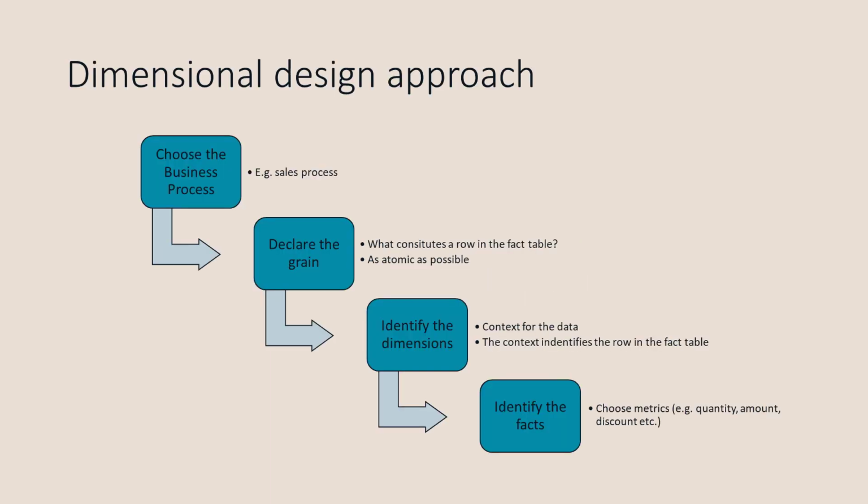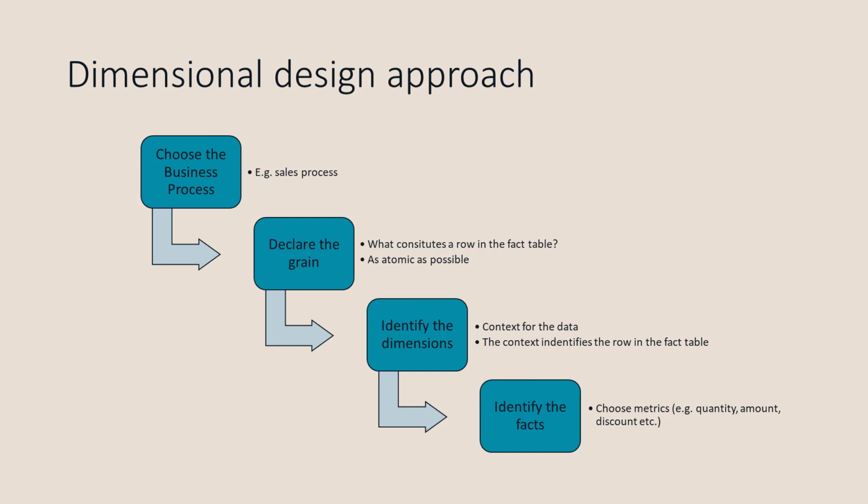Let's first recap the 4-step dimensional design approach. First, you choose the business process. That could be anything from the sales process, raw materials purchasing, payroll, customer orders, shipping to warehouses, or manufacturing. Then you go to the next step, which is to declare the grain. The grain is what constitutes a row in the fact table.